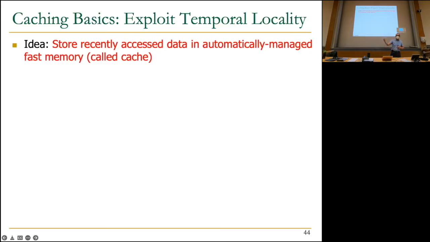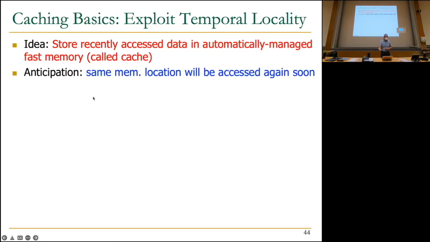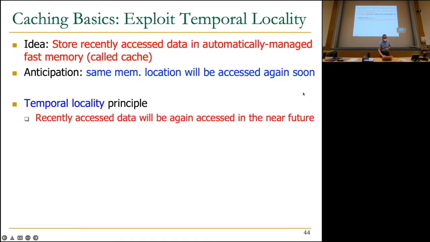I'm going to more formally define a cache later, but cache overwhelmingly means today that the storage is automatically managed. That's why we don't think of registers as caches. Registers are more like scratchpad memory, another level of memory, if you will. Okay, so that's the idea. The anticipation is that the same memory location will be accessed again soon because of the temporal locality principle, right? We already said this.